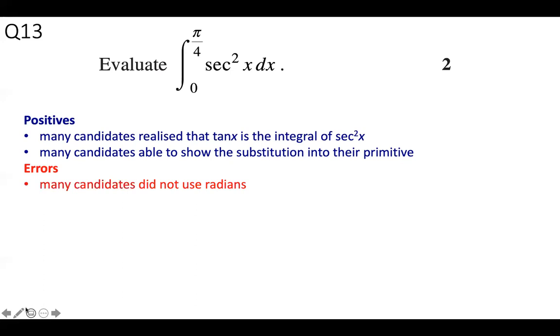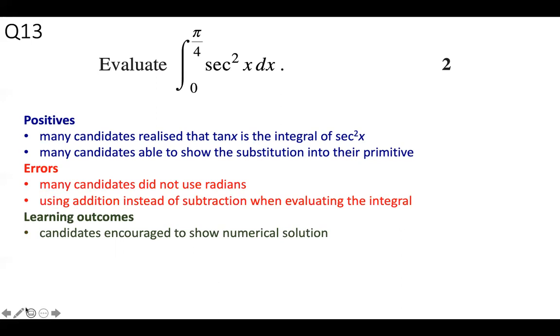However, a lot of students worked in degrees mode instead of radians mode, which ended up causing errors for them. And some students, instead of subtracting when they were evaluating their integral, chose to add instead. We encourage our students to show the numerical solution when they're doing something like this, not to stop before substituting. Some people integrated correctly, but didn't follow it through to a numerical solution for this integration process.